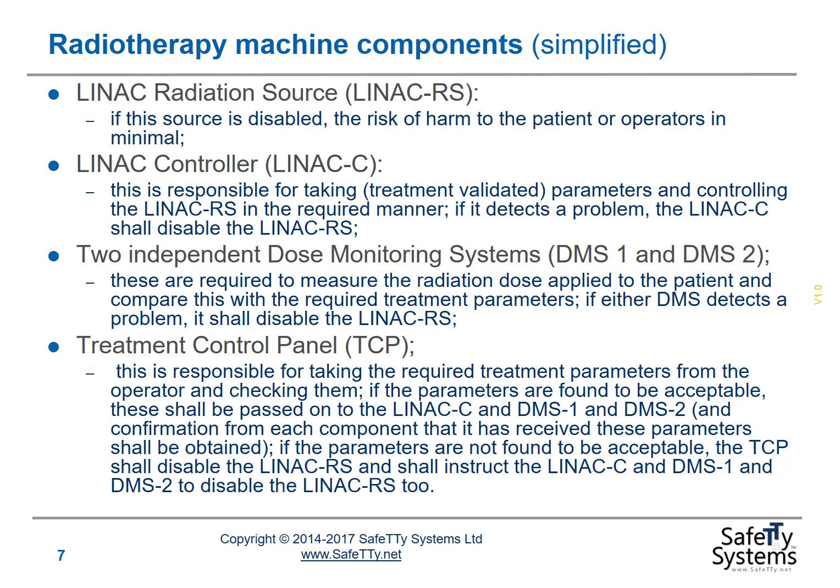Finally, we have the TCP, the Treatment Control Panel. This is responsible for taking the required treatment parameters from the operator and checking them. If the parameters are found to be acceptable, these shall be passed to the LINAC-C and DMS1 and DMS2, and confirmation from each component that it has received these parameters shall be obtained. If the parameters are not found to be acceptable, the TCP shall disable the LINAC-RS and shall instruct the LINAC-C and DMS1 and DMS2 to disable the LINAC-RS.